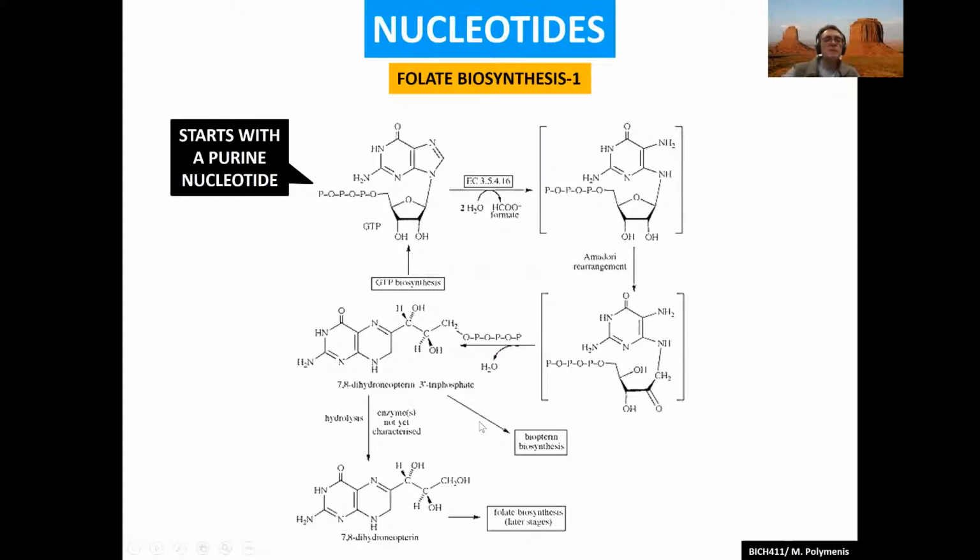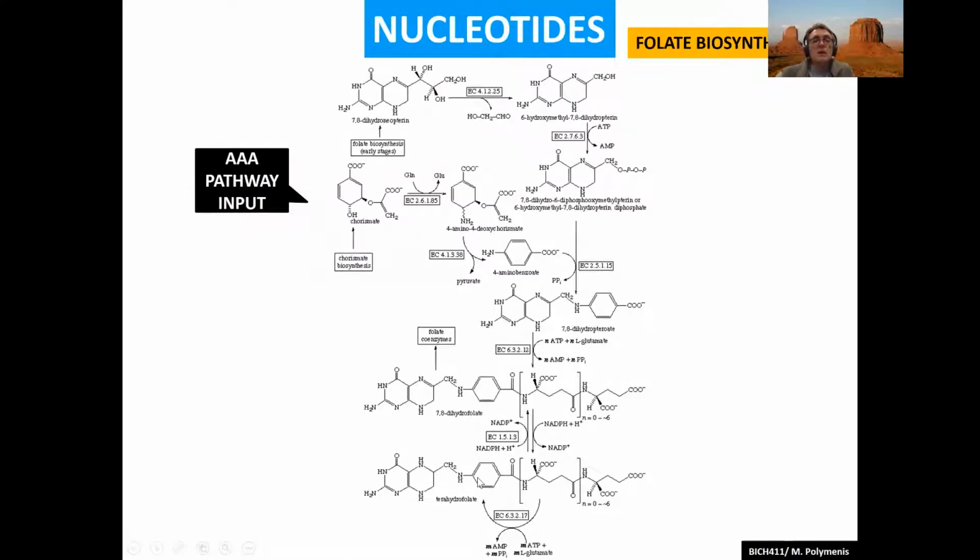The way it starts, again, it starts with a purine nucleotide, and then it goes on to eventually give you folate. So the important point about folate biosynthesis is it starts with GTP. You also have input from tryptophan biosynthesis. You have chorismate biosynthesis. Chorismate was a key intermediate in the tryptophan biosynthesis. So you get the chorismate, and that also feeds into the whole pathway.